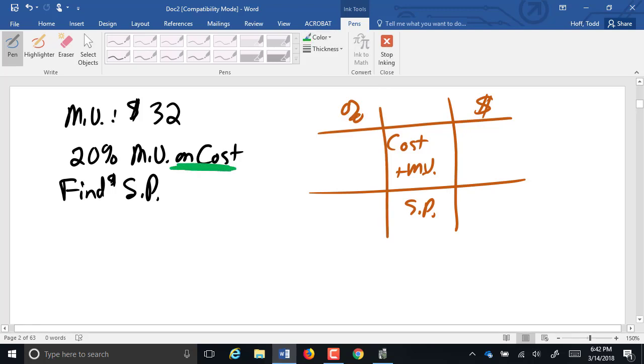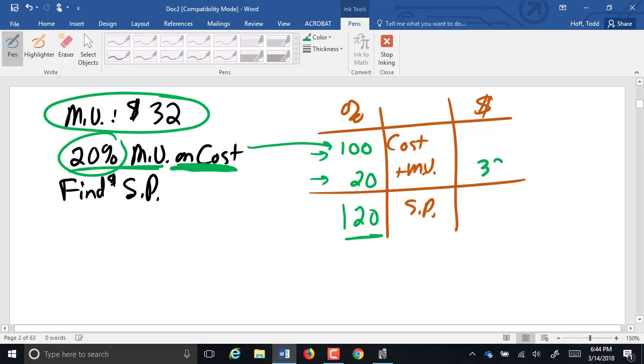Yeah. It's markup on cost, which means 100 goes here. I'll let you guys take it from there. So, because it's 20% markup, the 20% goes on the markup, and it was on cost, so the 100% goes with the cost. So we add 100 plus 20 gives us 120 for the selling price.